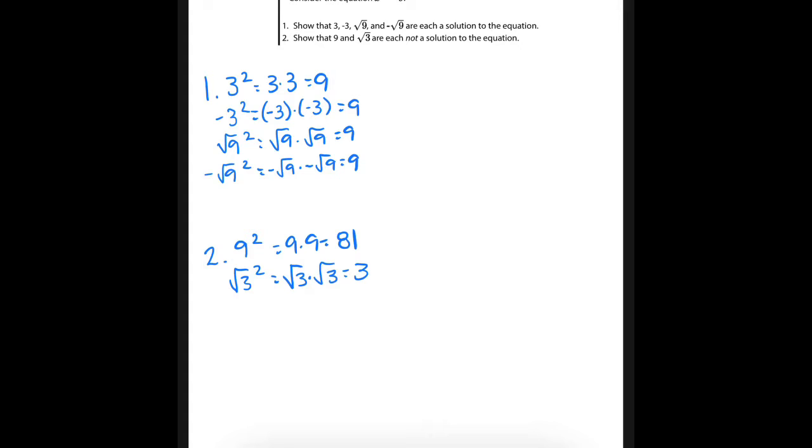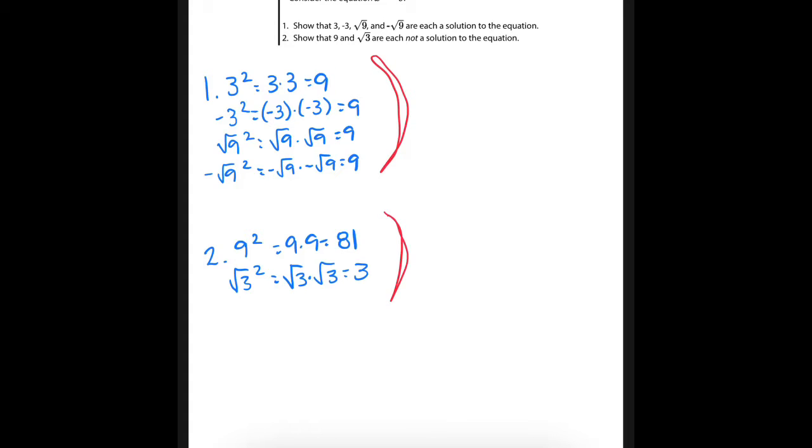So number 1, show that 3, -3, square root of 9, and negative square root of 9 are each a solution. I did that up here in this first step. And then number 2, show that 9 and square root of 3 are each not a solution, which is down here.